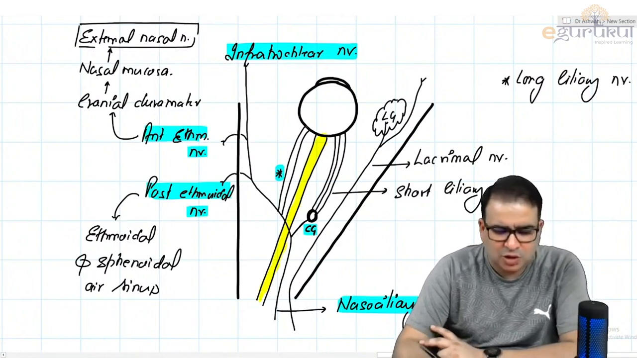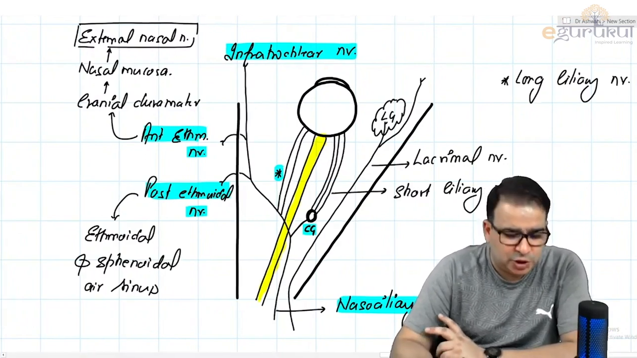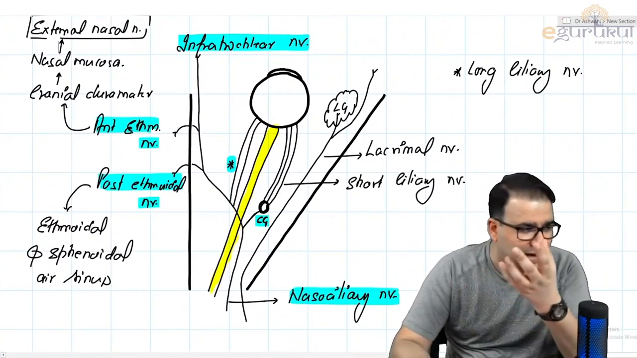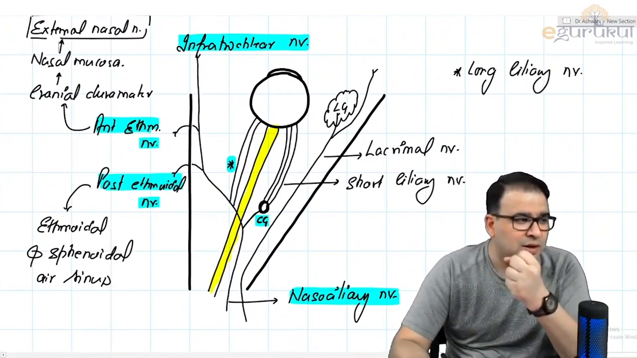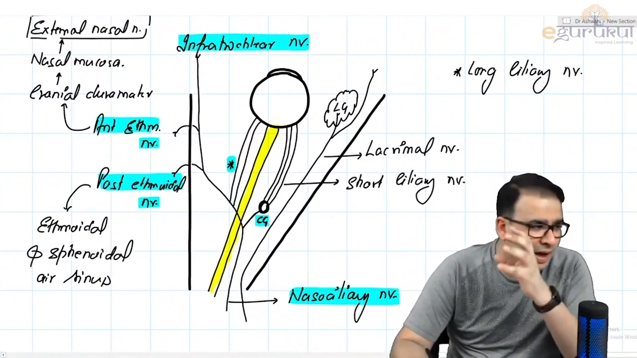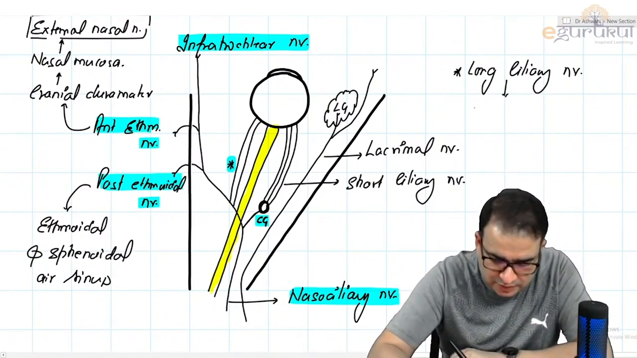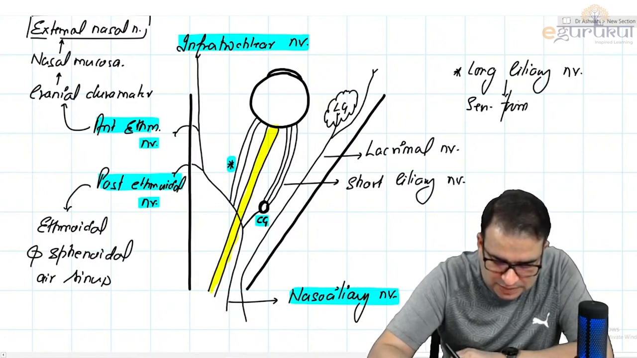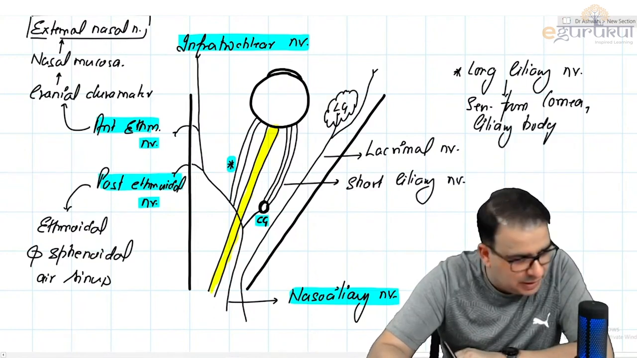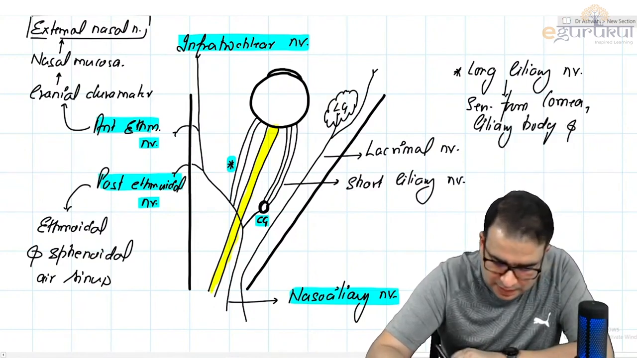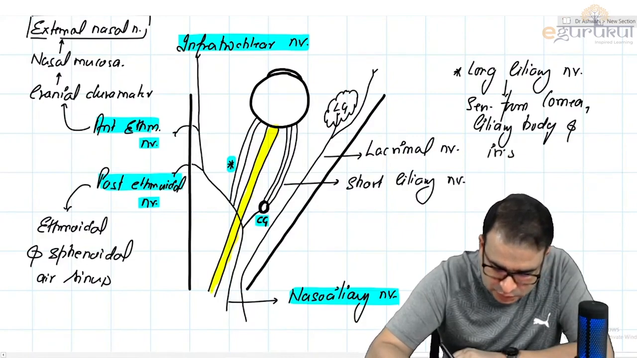Now, what is the function of the long ciliary nerve actually? The function of the long ciliary nerve is basically carrying sensory fibers from the ciliary body, iris and the cornea. Sensation from the iris, from the cornea, and the ciliary body. Write this down separately, beta.